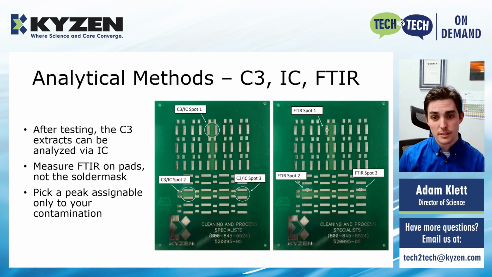Now, for the silicone measurements, the boards were covered and then measured via FTIR, ATR, and you can see the circles on the figure on the right representing the areas where those measurements were taken. It's important to note that we measured the FTIR on the pads and not on the solder mask, because the solder mask has its own FTIR signature that could make the analysis complicated. Also, it's important to pick a peak when you're doing the FTIR analysis that's assignable only to your contamination. So we made sure that the peak that we quantified could not be found in other common types of contamination like fingerprints, oils, greases, and things like that that could alter the data.